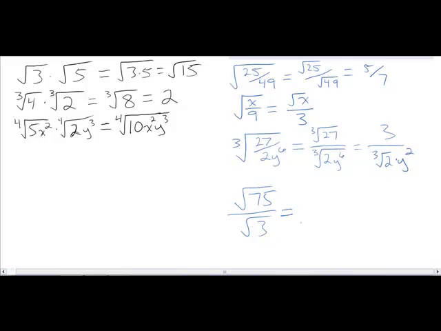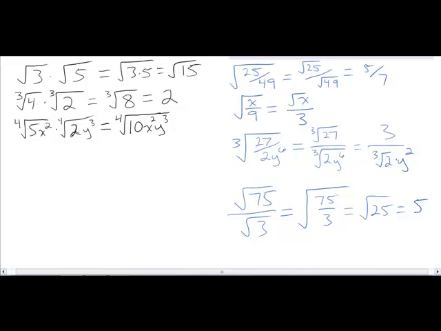We can use the quotient rule in reverse and say, well, this is the same thing as the square root of 75 over 3. And 75 over 3 is 25. And now we have an answer. How wonderful. Square root of 25 is just 5. So you see we can use it going both directions. We can split them apart and we can pull them back together.